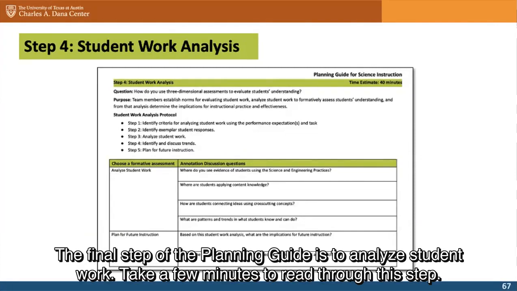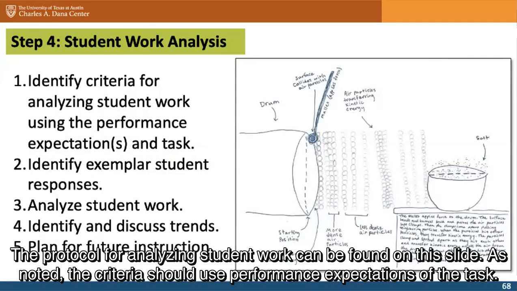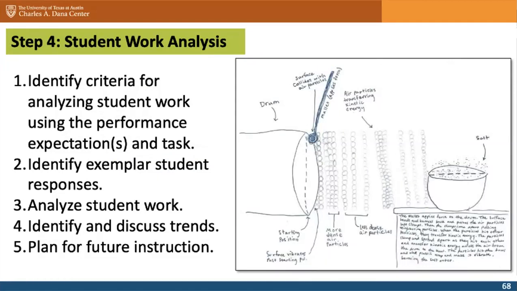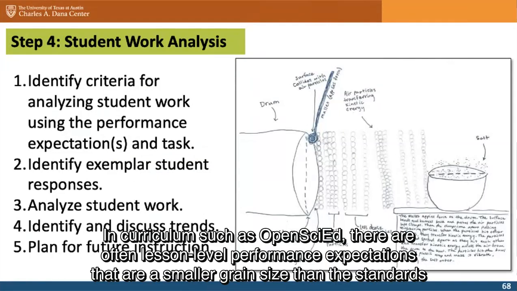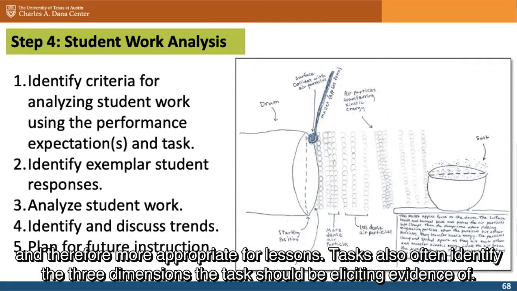The final step of the planning guide is to analyze student work. Take a few minutes to read through this step. The protocol for analyzing student work can be found on this slide. As noted, the criteria should use performance expectations in the task. In curriculum such as OpenSciEd, there are often lesson-level performance expectations that are a smaller grain size than the standards, and therefore more appropriate for lessons.